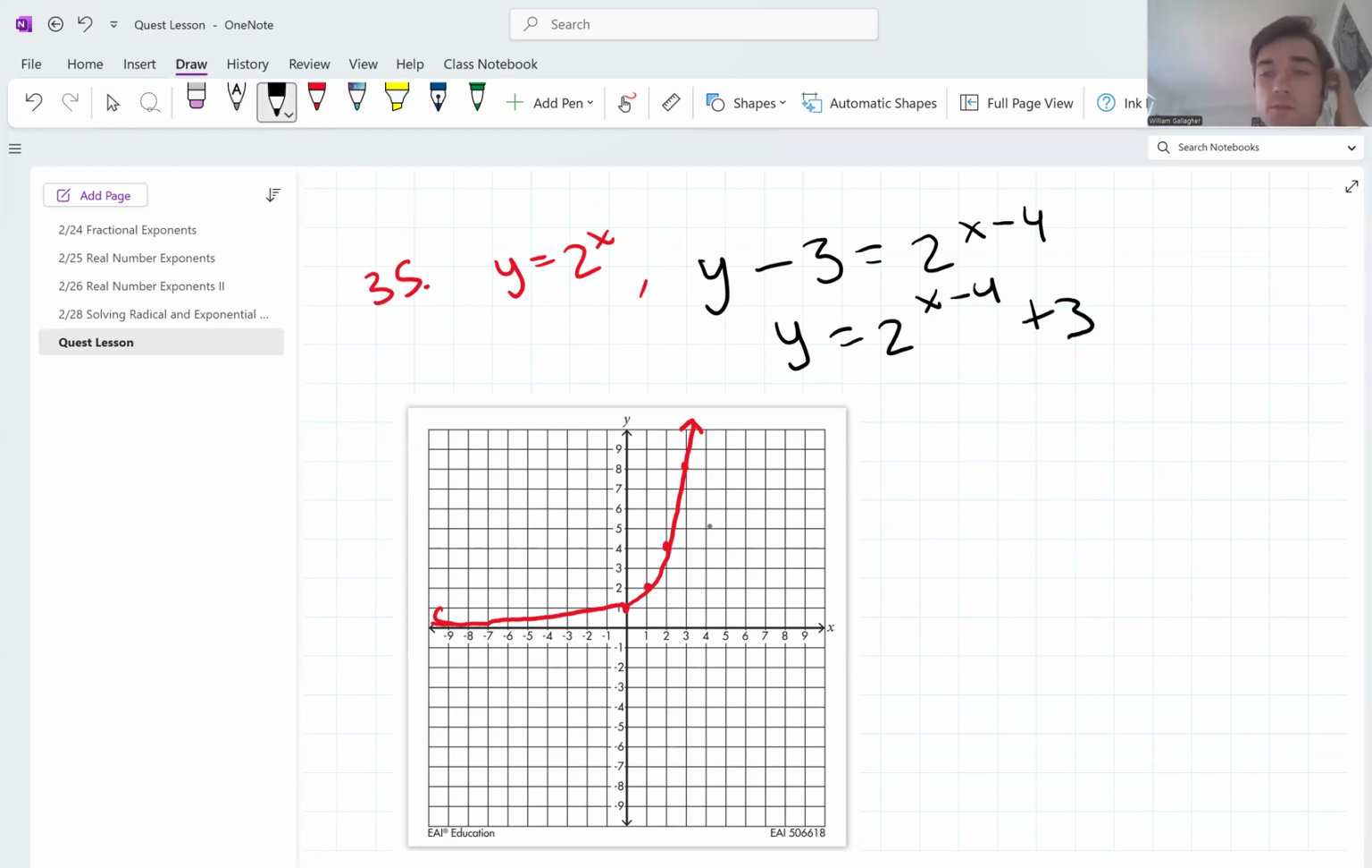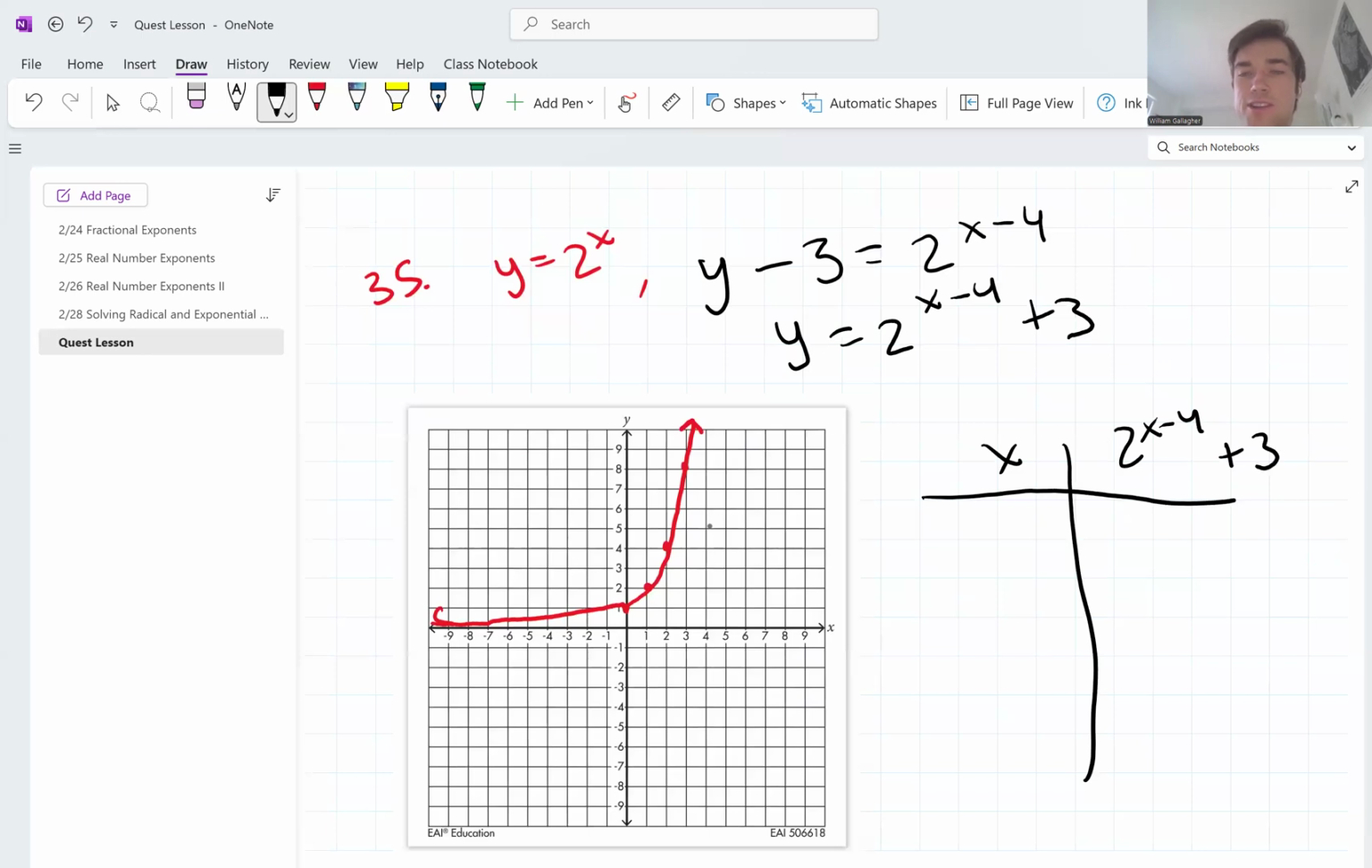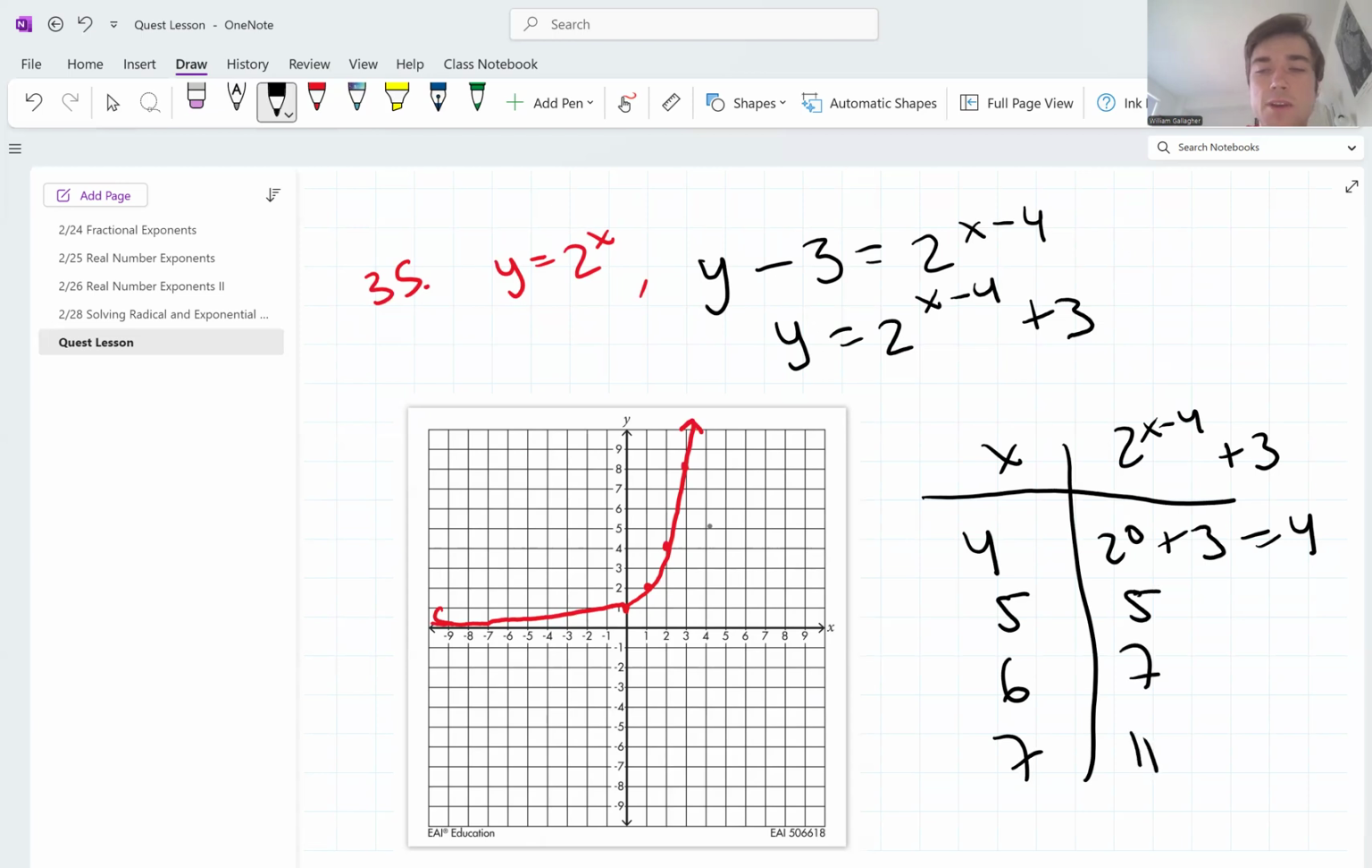And so when we go to plug in our points, I think we should just start with 4, right? We can try to maybe avoid the decimals and come back to them at the end. And so if I plug in 4, I get 2 to the 0 plus 3, which is just 1 plus 3, which is 4. And then 5, 6, and 7 spit out 5, 7, and then 11 actually ends up being off the page.